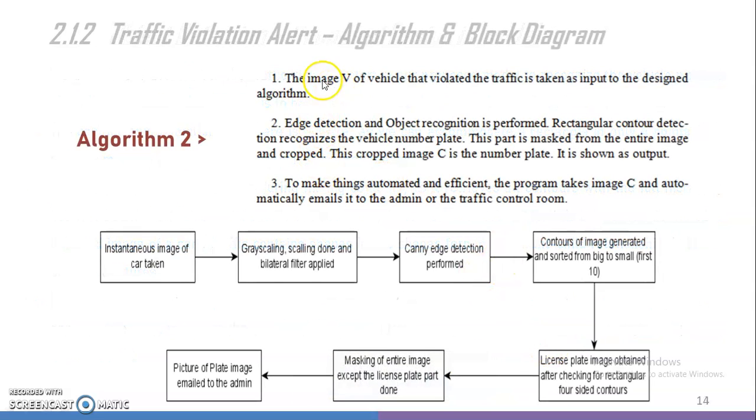Next, this is the algorithm. The image of the vehicle that violated the traffic is taken into the algorithm, and edge detection and object recognition is performed. Rectangular contour detection recognizes the vehicle number plate, and this part is masked from the entire image and then cropped, like it is cropped like this, and the cropped image is then shown as output. And also to make it more efficient and automated, the program takes that cropped image and directly mails it to the traffic control room, so no policeman or someone is required to note down the numbers, it will be done automatically.